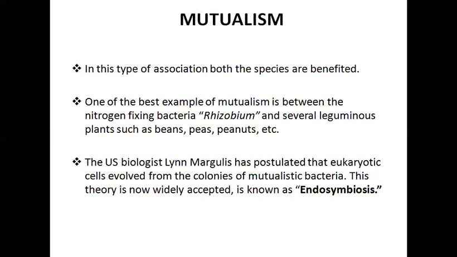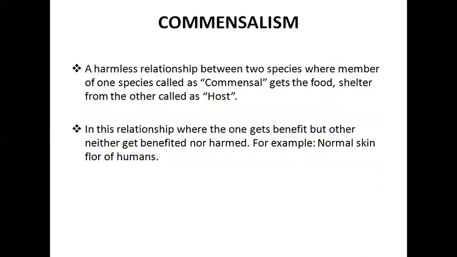The US biologist Lynn Margulis has postulated that eukaryotic cells evolved from the colonies of mutualistic bacteria. This theory is now widely accepted and is known as endosymbiosis. Coming to commensalism, this is a relationship between two species where a member of one species called the commensal gets the food and shelter from the other called the host. In this relationship, one gets benefited, but the other neither is benefited nor is harmed. For example, the normal skin flora of humans.